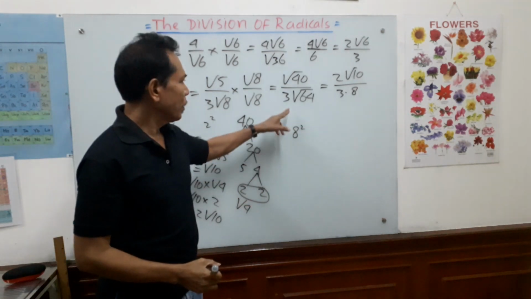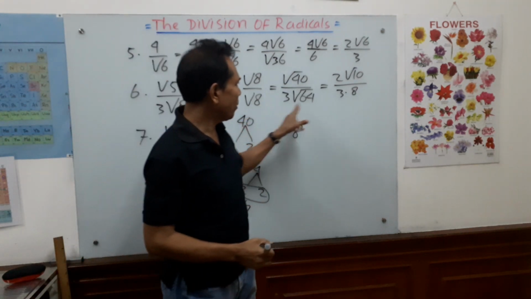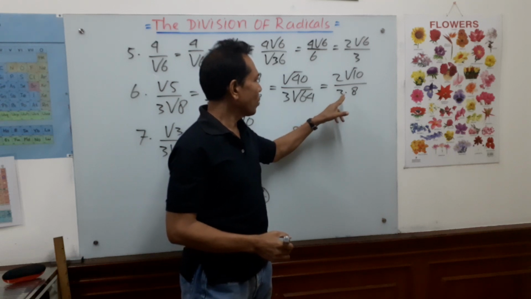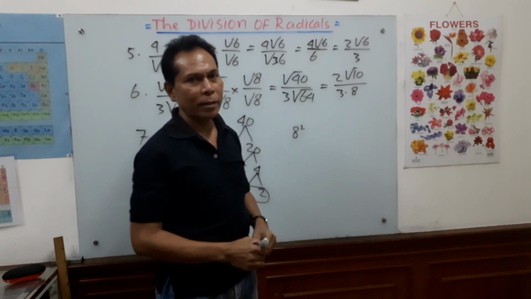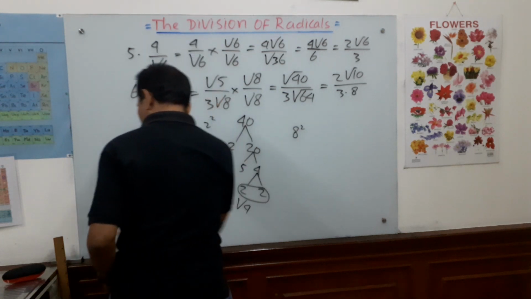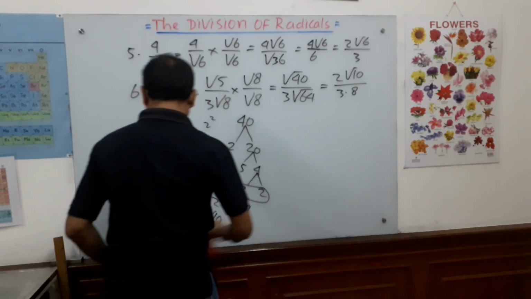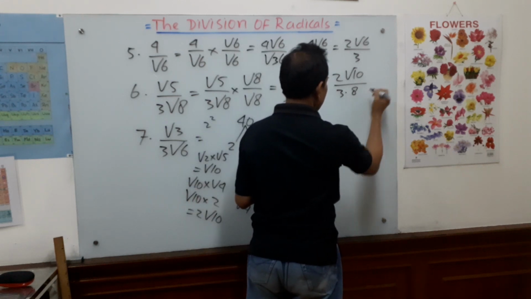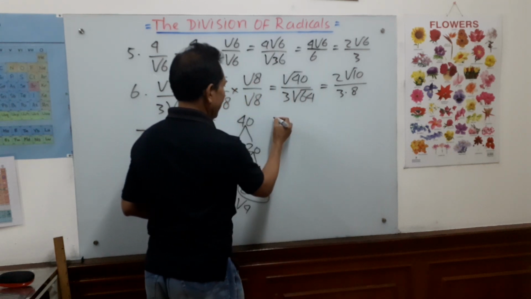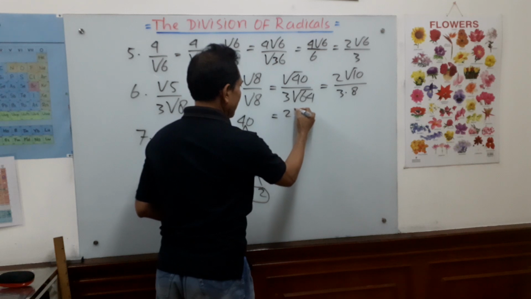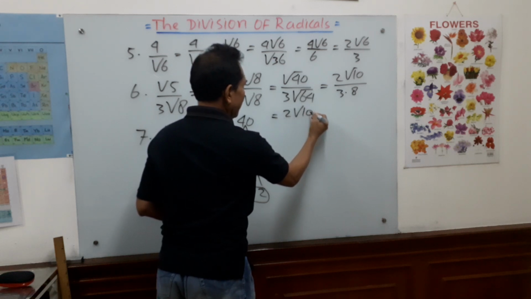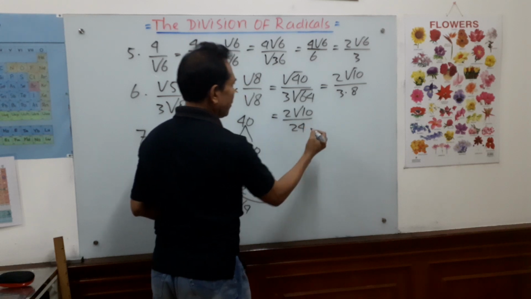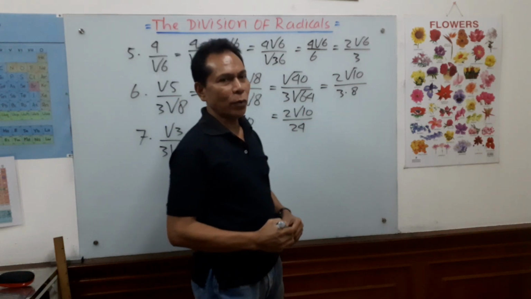Okay, we still have to use this one. 3 must go there. So square root 64 is 8. So 3 times 8. Okay. 3 times 8 is 24, so we put it here. So 2 square root 10 over 24.